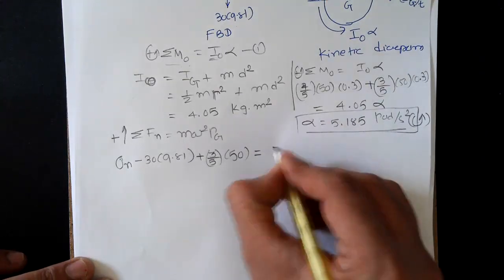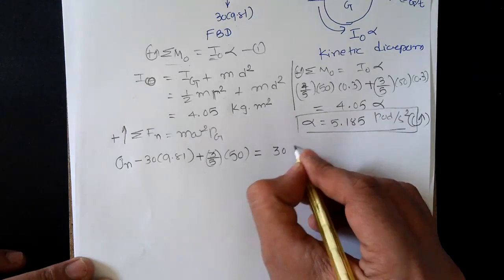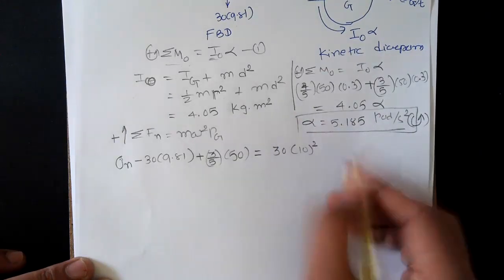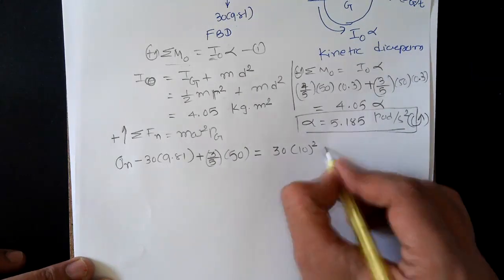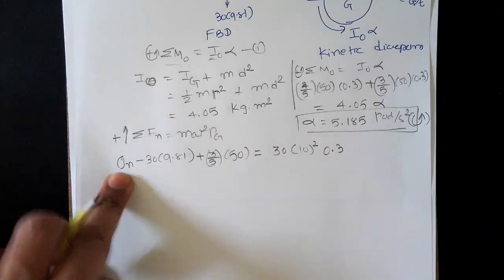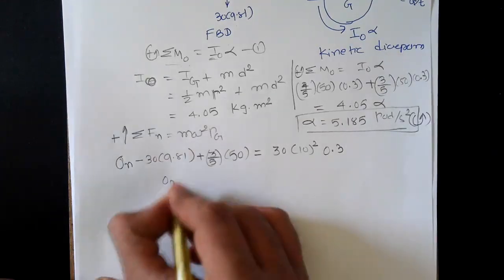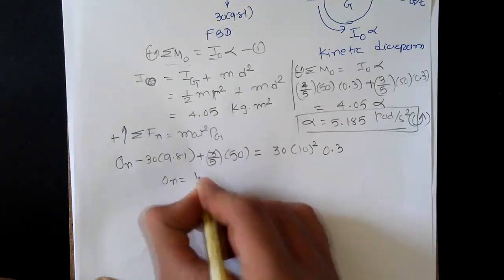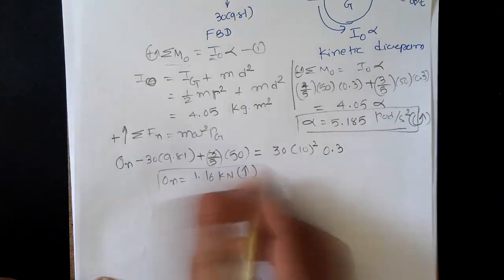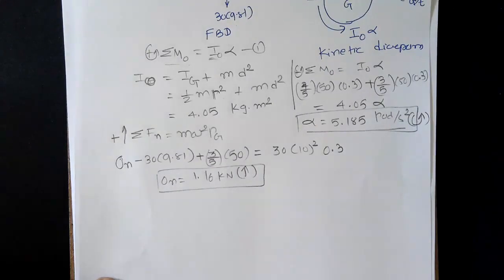It is equal to the mass of the disk, so m, omega, the angular velocity of the disk, which is given in the problem, that is 10 radians per second, and r is the radius of the disk, which is 0.3 meters. So everything is known in this equation except On. So On is 1.16 kilonewtons, and the direction is going up. Okay, so that's our second unknown.